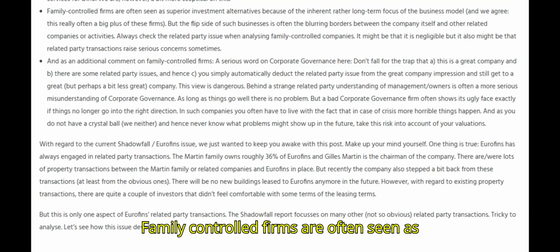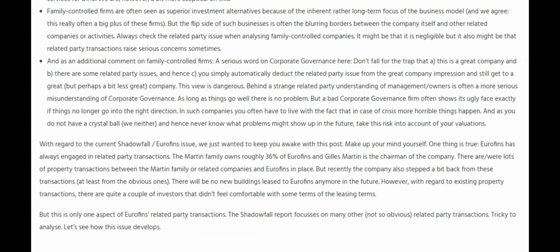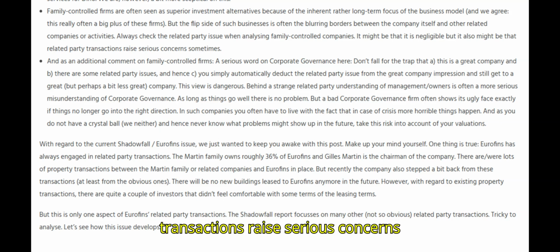Family-controlled firms are often seen as superior investment alternatives because of the inherent rather long-term focus of the business model, and we agree, this really often is a big plus of these firms. But the flip side of such businesses is often the blurring borders between the company itself and other related companies or activities. Always check the related party issue when analyzing family-controlled companies. It might be that it is negligible, but it also might be that related party transactions raise serious concerns sometimes.